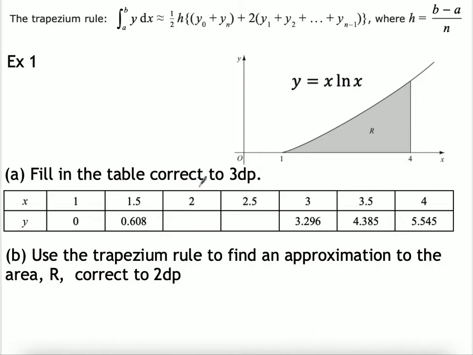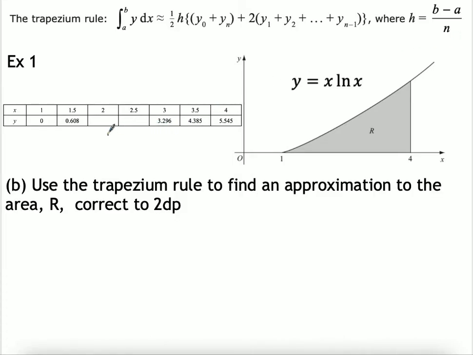So, if I was to substitute in x equals 2 into x ln x, I will get 1.386 to 3 decimal places. If I substitute in 2.5 into this, I will get 2.291 to 3 decimal places. Okay, so now we're going to have a look at how to actually use the trapezium rule, and in particular what this value of h actually means, which looks rather complicated at this moment in time.